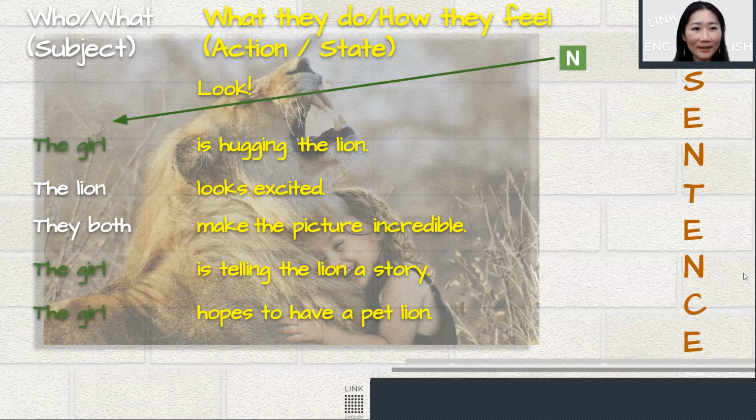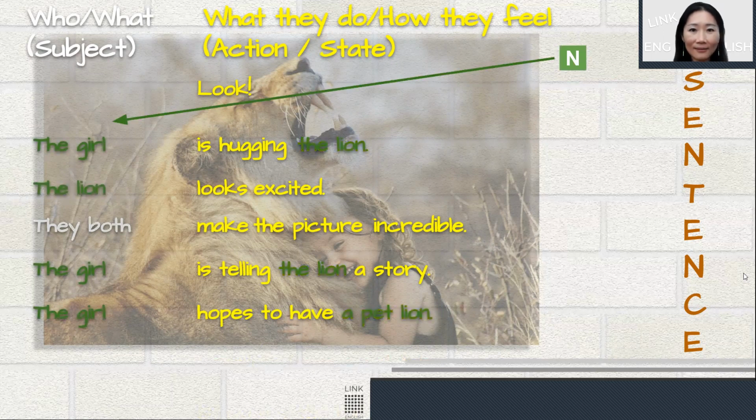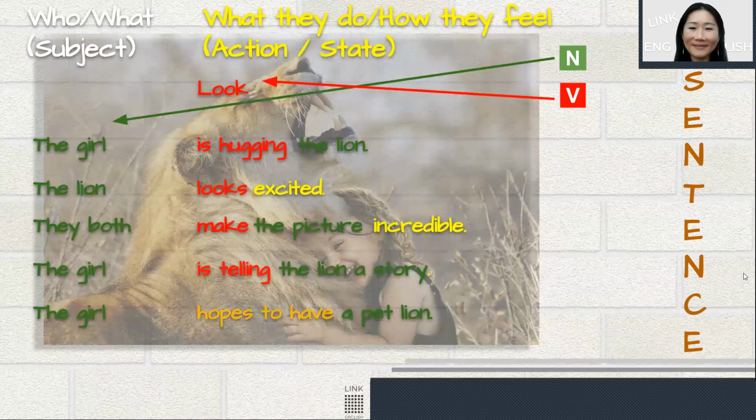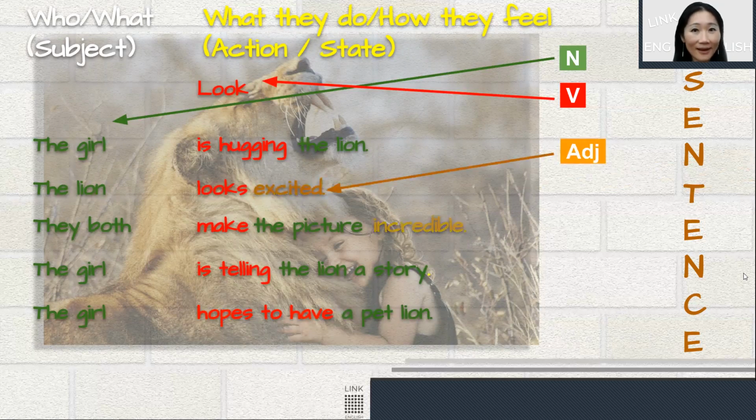First, noun. The girl, the lion, a pet lion, they both, picture, a story. Second, verb. All of the sentences have verbs. Third, adjective. Excited, incredible. One element is missing. Do you know which one? Adverb. I'm going to add adverbs to these sentences.